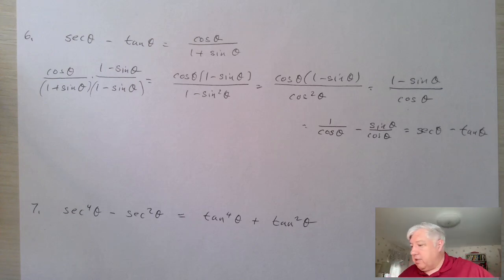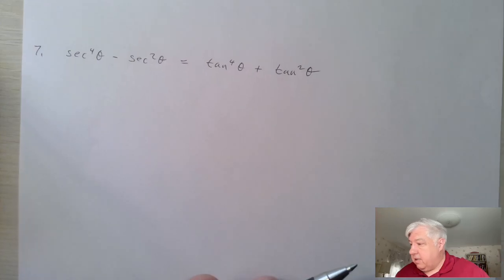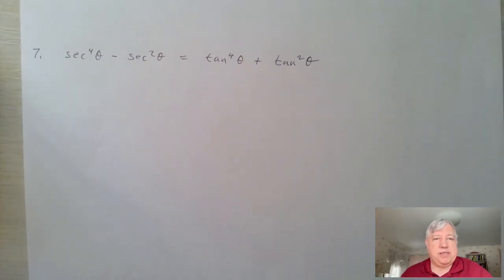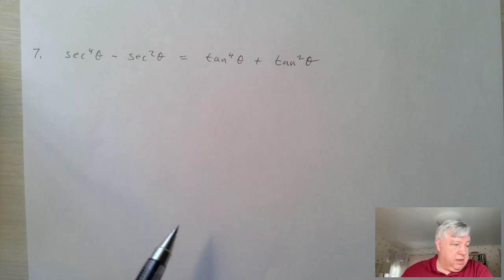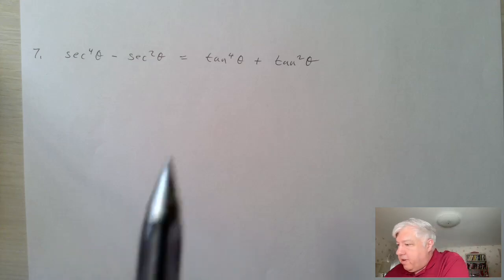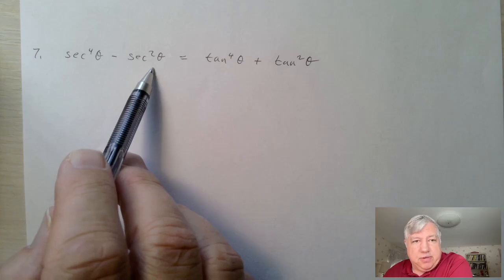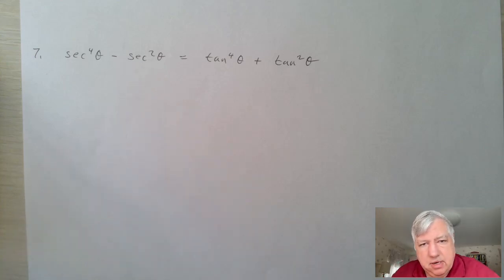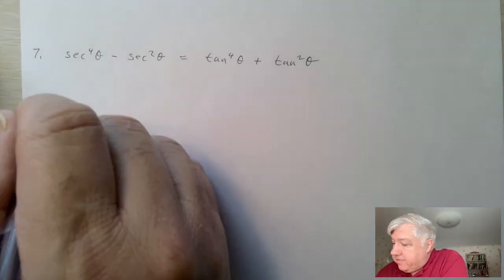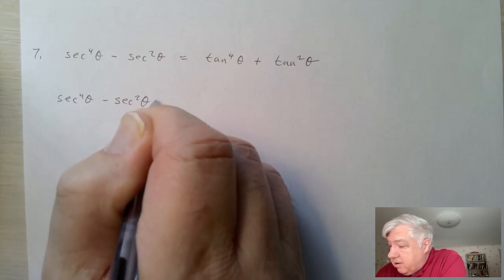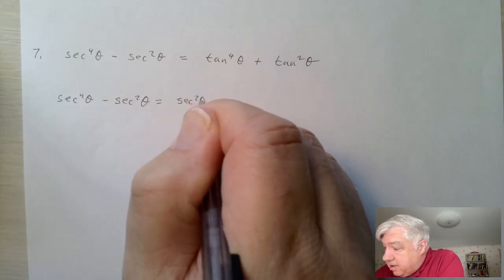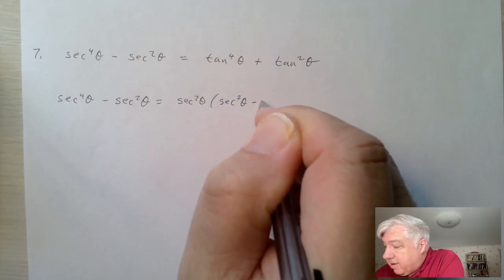All right, let's look at example 7. Here, both sides seem about equally complicated, so let's start on the left-hand side. The thing here is we can factor out a secant squared. And every time we have a secant squared, that's good, because we can replace secant squared with 1 plus tangent squared. So let's first write this left-hand side out. Then this will be secant squared times secant squared of theta minus 1.